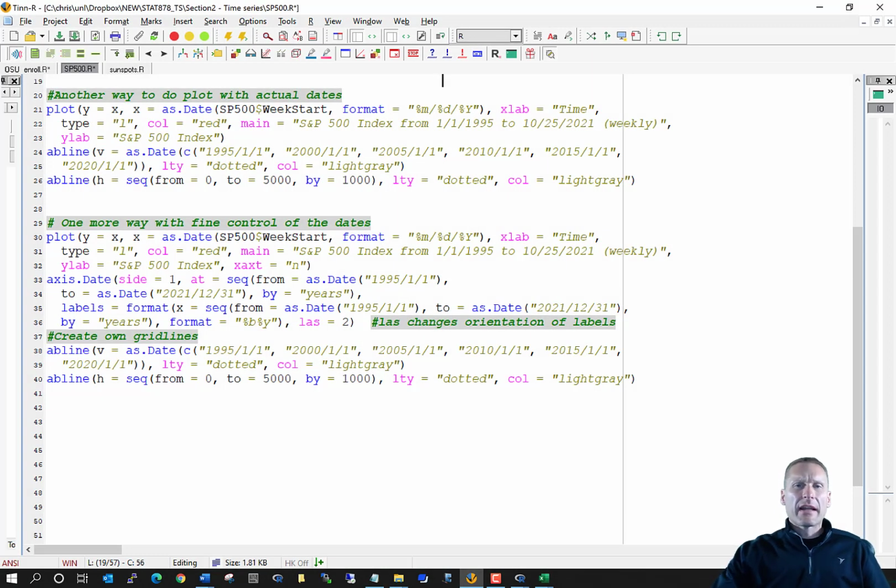Okay, let's talk about how we can have a more fine control of what goes on the x-axis for this plot corresponding to what we saw with the OSU enrollment data. Because this will help us make better sense of why we see certain, let's say, dips in the S&P 500 index over time. So to do this kind of a plot, I'm going to use the plot function again, but now I'm going to use the y argument corresponding to what x is. So x is going to be the S&P 500 index value that we saw previously.